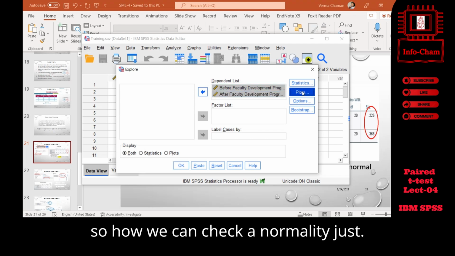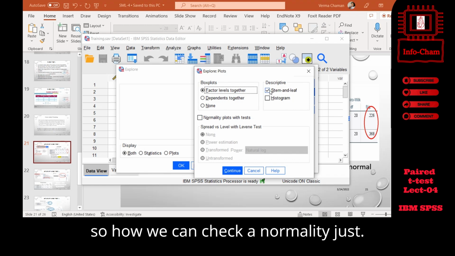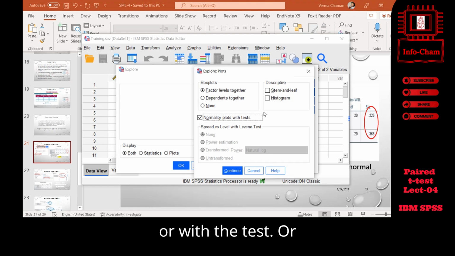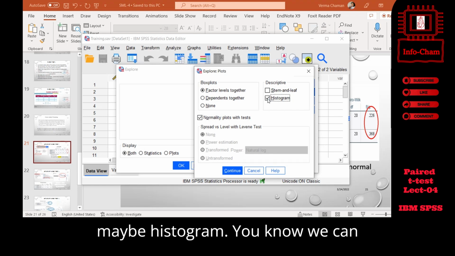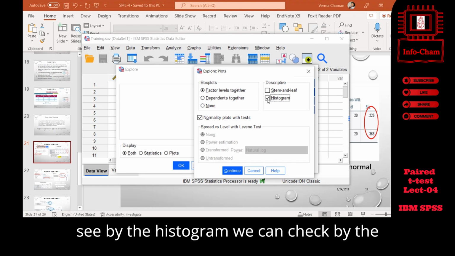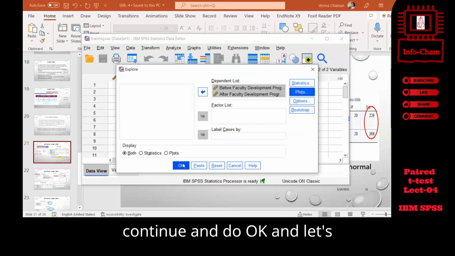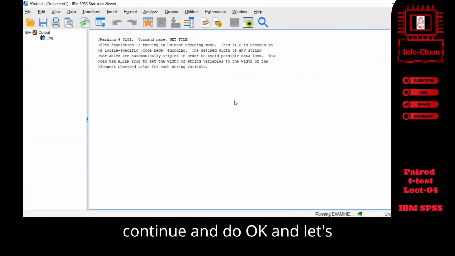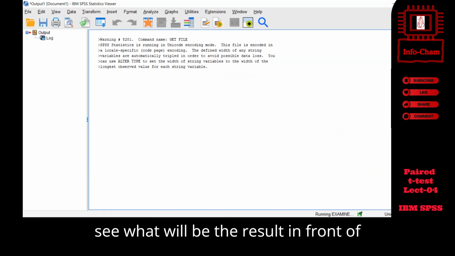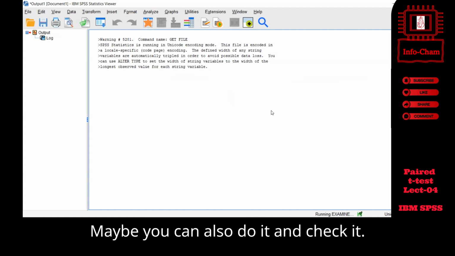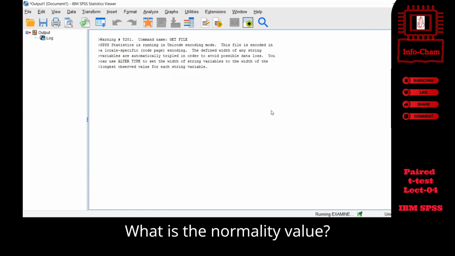Okay, so how can we check normality? Just select here the normality plots with tests, or maybe the histogram. We can see it by the histogram, and we can check by the normality plot with the test. Click Continue and OK, and let's see what the result will be in front of us. Maybe you can also do it and check what the normality value is.